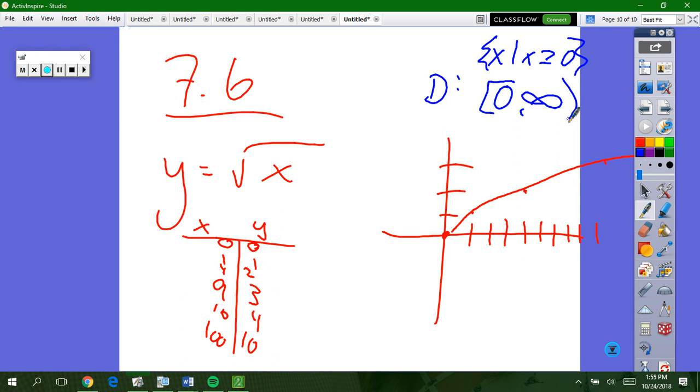Okay, so that's our domain. But they also want us to talk about our range. And I'll be honest, guys, I'll never ask you to write your range in set builder. How low does this graph go? 0. And how high does it go? Infinity. That would be the y value. So remember, this is the y value. This is the x value.